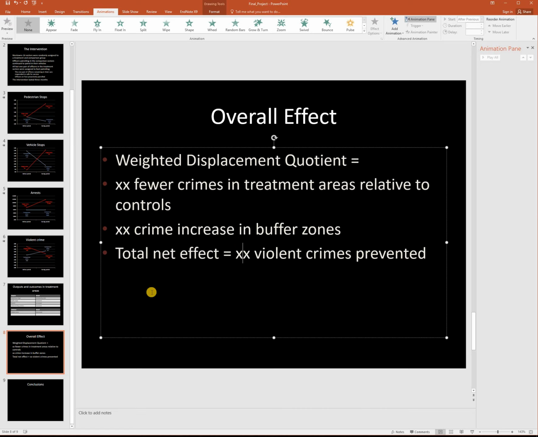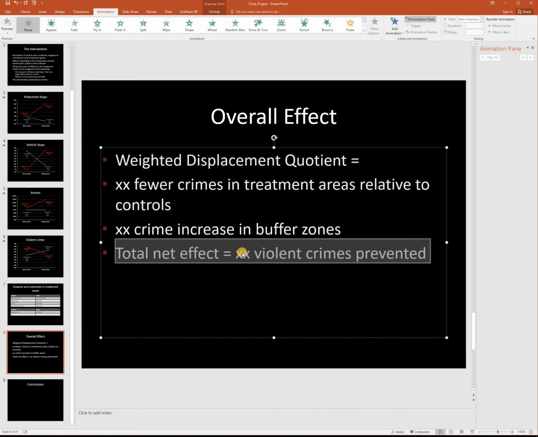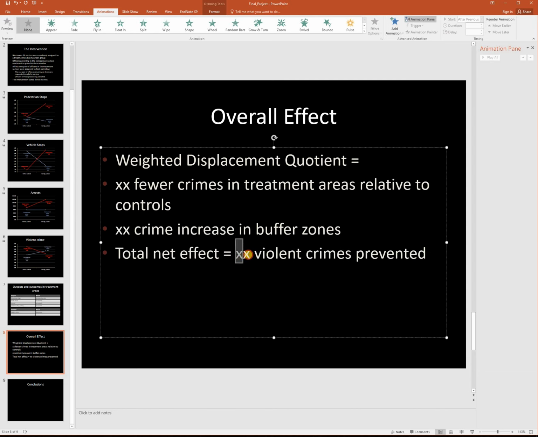And I would focus most on the total net effect, right? Because this is actually going to quantify for you the amount of crimes that were prevented as a result of the intervention. So this is going to be what's most interesting to police commanders. Also want to talk about displacement. So in your presentation, I might introduce the audience to the concept of crime displacement. Even if they're not able to vocalize the term displacement, police commanders are going to have an idea of what you're talking about: crime simply moving around the corner.